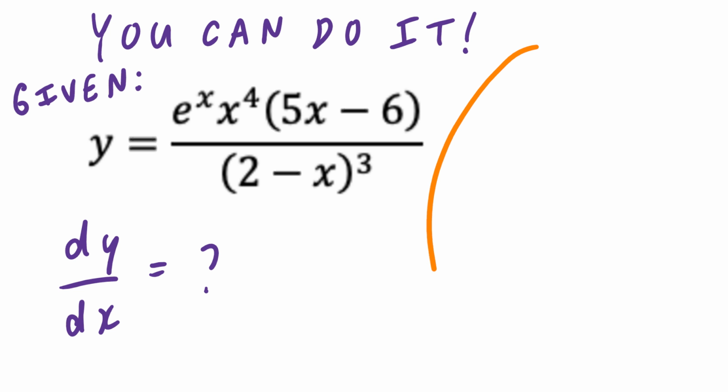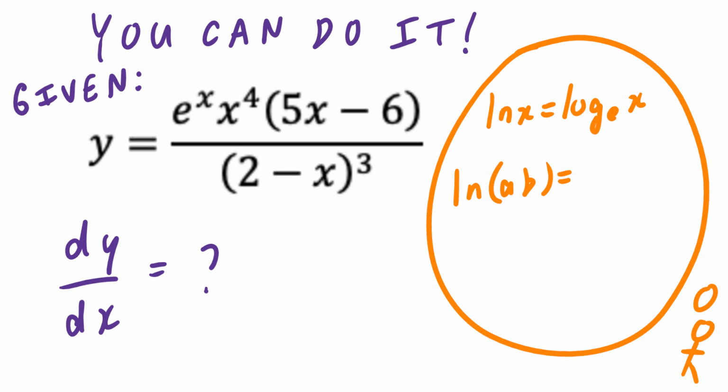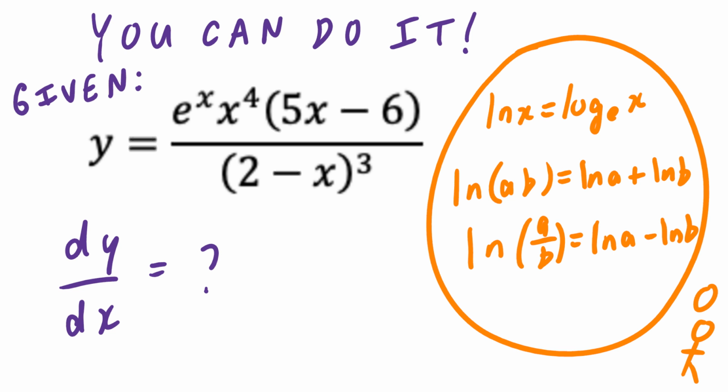Now, before we do that, here's a refresher of some of the basic properties of a logarithmic function. Number one, be mindful that ln of x is really log base e of x. Number two, ln of ab equals ln of a plus ln of b. Number three, ln of a divided by b is ln of a minus ln of b. Last but not least, ln and e are opposite operators. So ln of e to the power of x equals x.